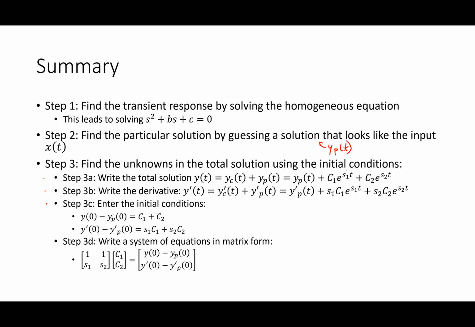And I've written out what I had in the previous video, these four sub-steps. So the first thing we do is just write down the expression for the total solution. We put y_c and y_p together. I've kept the general y_p of t plus our general form here, c1 e to the s1 t plus c2 e to the s2 t.